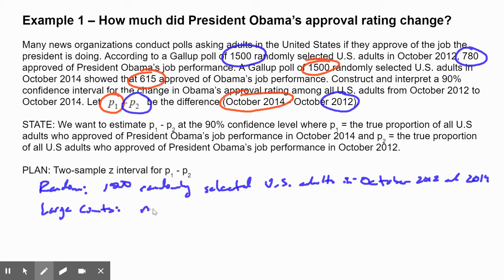Before we do that, I need my values. n1 goes with October 2014, and that's 1,500. Now p hat 1 is 615 divided by 1,500. I'll use a calculator to do that, and that's 0.41. So p hat 1 is 0.41. Now let's do the large counts for these: 1,500 times 0.41.